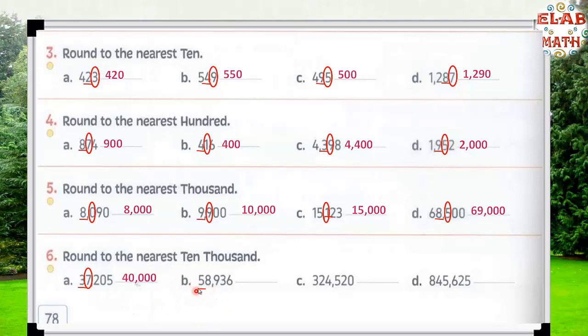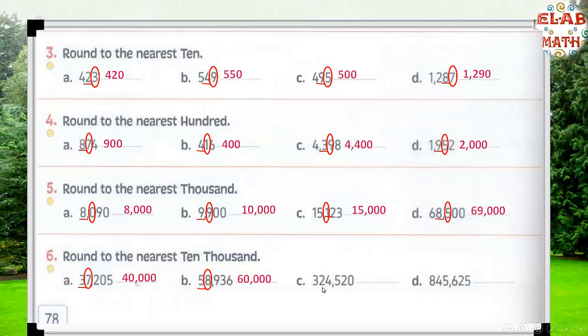And the next one, where is tens place? Tens place we have 5, and next digit is 8. 8 is more than 5. That means you should add 1 to the 5, the digit in tens place, to be 60,000.